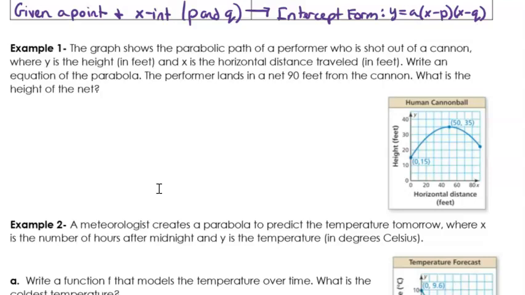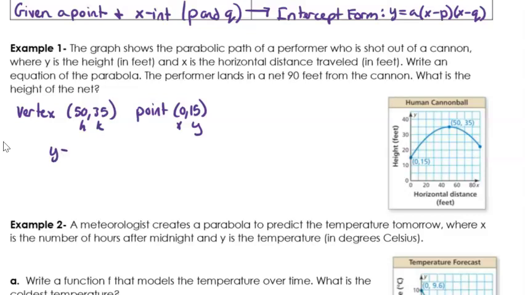Okay, so this says the graph shows the parabolic path of a performer who is shot out of a cannon. So y is the height in feet, x is the horizontal distance they have traveled, also in feet. So right here, they give us a point, and then they give us the vertex. What is the height of the net where they land? To find this, we need to first write the equation. So we have the vertex, which is 50, 35, and that is h, k. And we have the other point, which is 0, 15, and that is the point x, y. So h, k is the vertex, x, y is the other point.